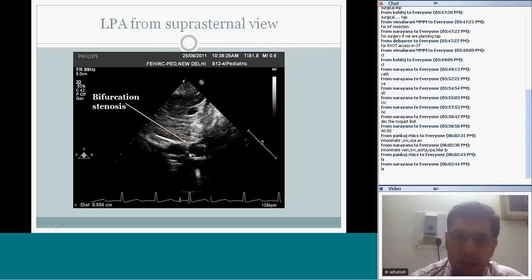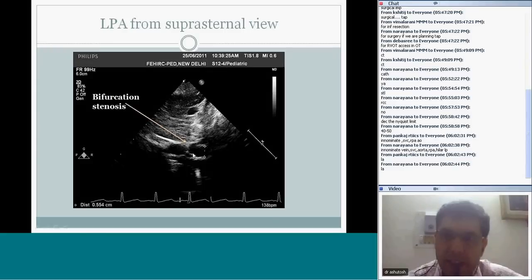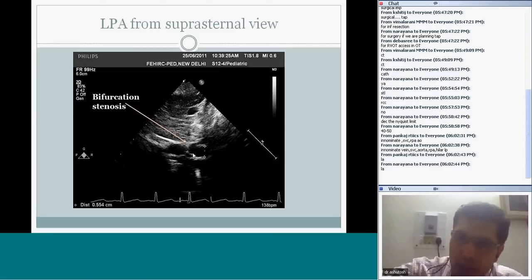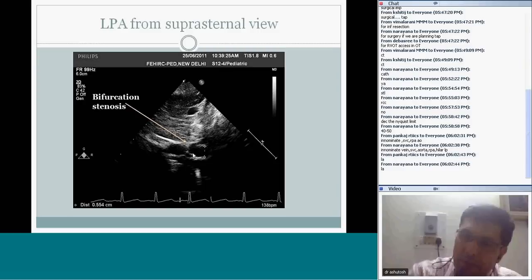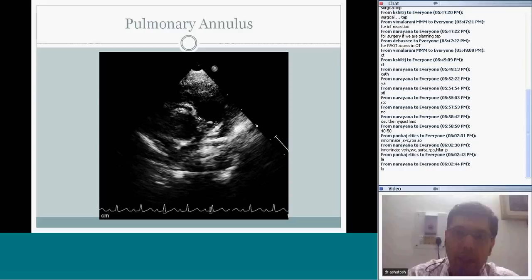And can you appreciate this bifurcation stenosis here in this view? You can see the right pulmonary artery, the left pulmonary artery, and the bifurcation stenosis. So all these things can be picked up from the suprasternal view just by moving the probe towards leftward.